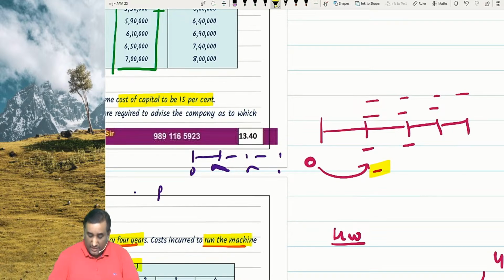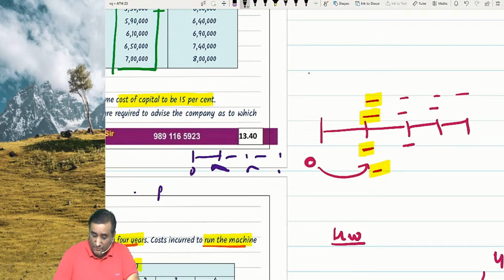If I run for 1 year, this cost is the average cost of 2 years. This cost is the average cost of 3 years. This cost is the average cost of 4 years. It is nothing but the equated annual concept I will be using. Do not worry on that front, which you have done already. Basically, it is the equated annual concept, which was your basic question of capital budgeting in Inter.